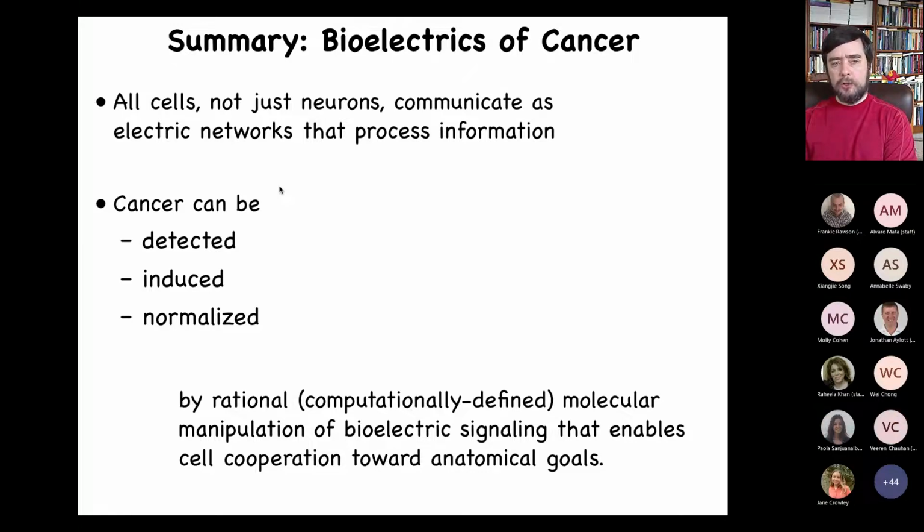So what I'd like to tell you in today's talk is, to summarize, that all cells, not just neurons, communicate as electric networks that process information. This should be, of course, familiar to you because of the work that you all do. I'm going to argue that cancer can be detected, induced, and normalized by a kind of computationally guided molecular manipulation of electrical signaling that specifically focuses not just on molecular mechanisms at the cell level, but actually on large-scale cell cooperation towards specific anatomical goals.